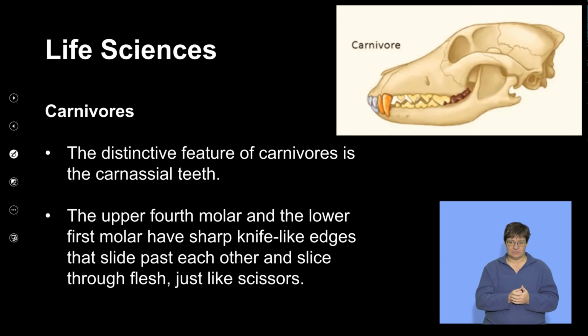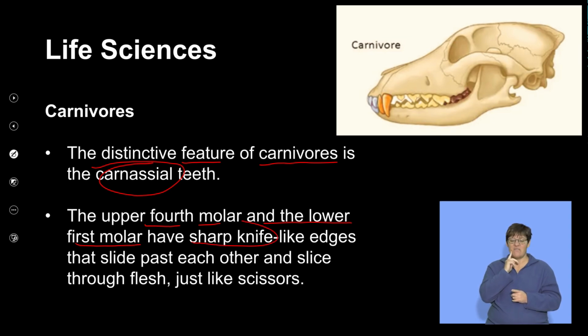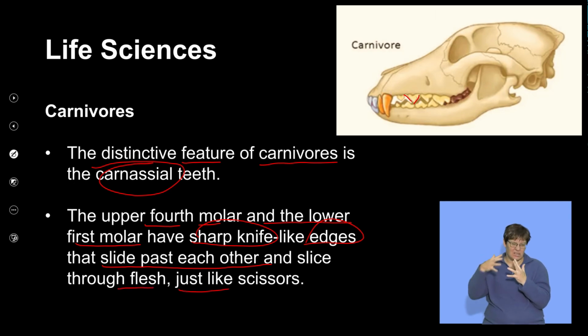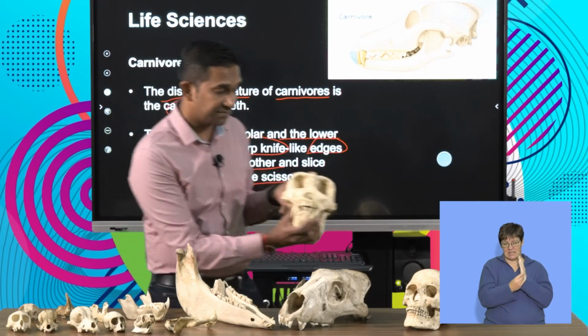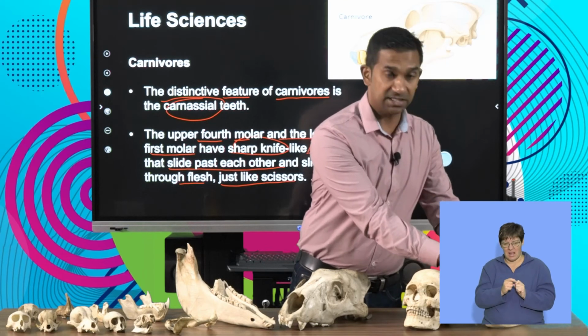Right, so the distinctive feature of the carnivore is its carnassial teeth, which I mentioned earlier on. The upper 4th premolar and the lower 1st molar have sharp knife-like edges, which I pointed out earlier on. So they're quite pointed with knife-like edges. And these slide past each other, slicing through flesh just as a pair of sharp scissors would do. They are basically there to cut through the meat and to cut that up into smaller bits as it's swallowed.